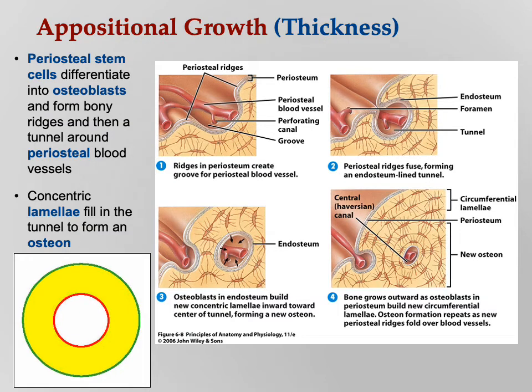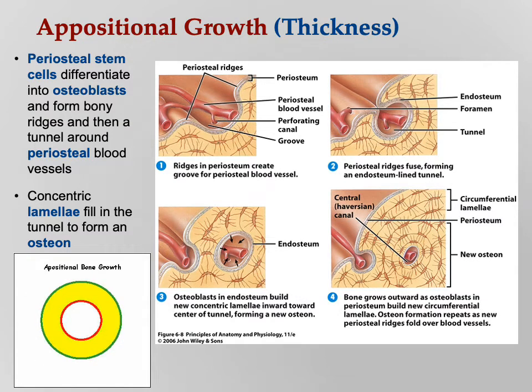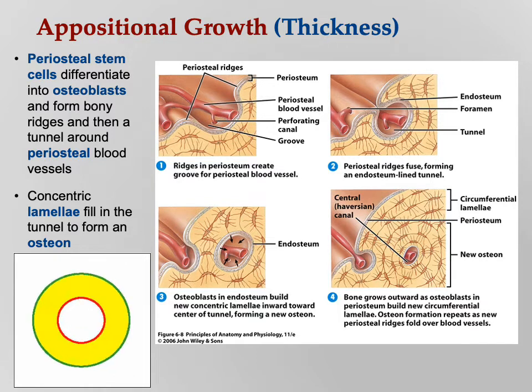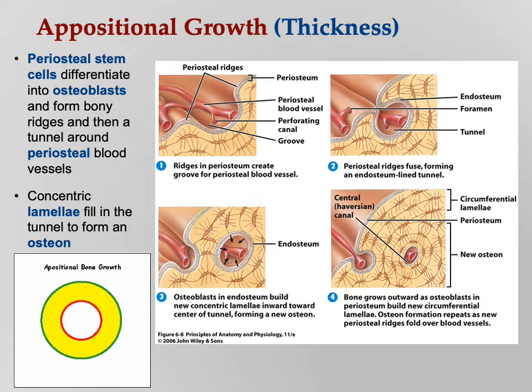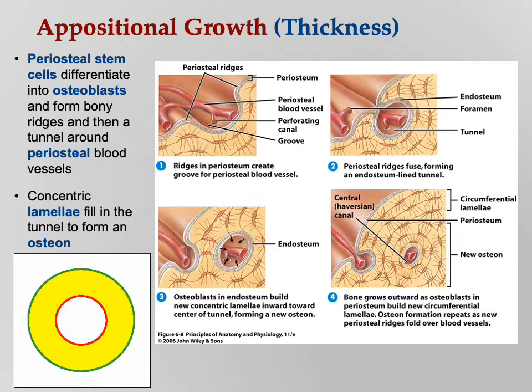Look what happens by the time we get to number 2. The lamellae, all right, those circles of bone, are starting to enclose around it. And then by the time we get to 3, they're really starting to enclose. And look what happened by the time we got to 4. What started as a periosteal blood vessel is now the blood vessel in the middle of a central canal. So that's what happens as bones grow in width.